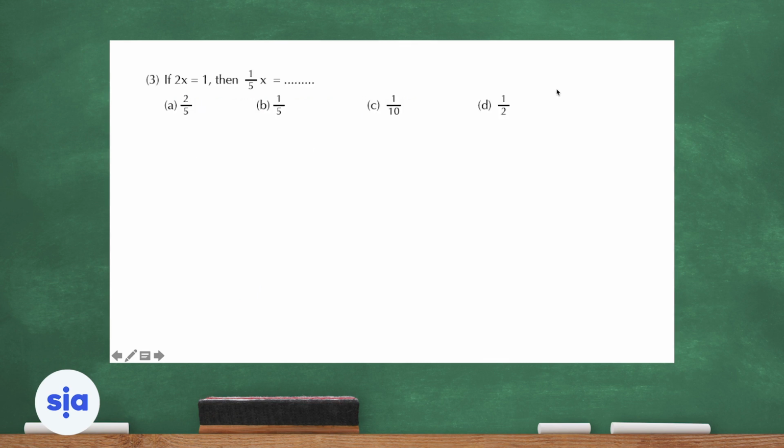Question 3. If 2x equals half, the question is asking you to find the value of 1/5 of x. So in here, if you have 2x equals 1, then x equals half. So what's 1/5 of half? It's 1 over 10. So in this case, our choice is choice C.